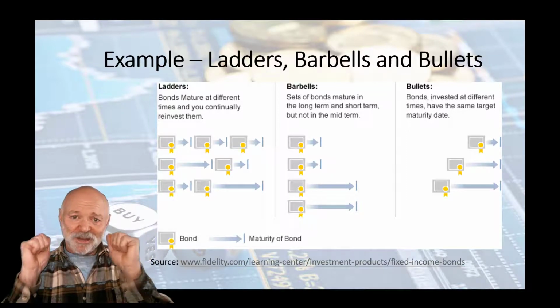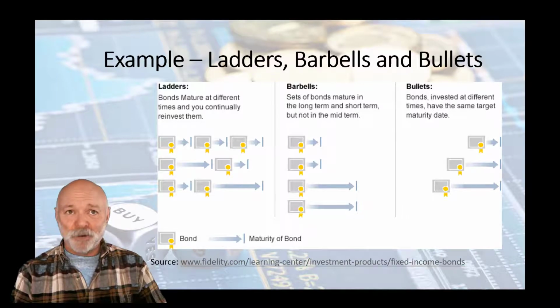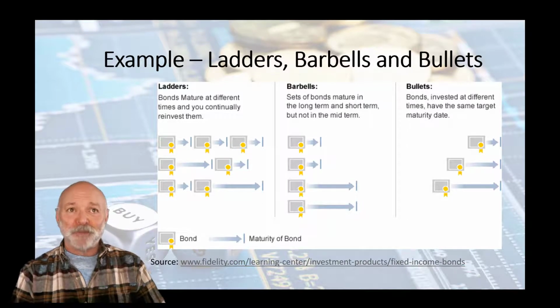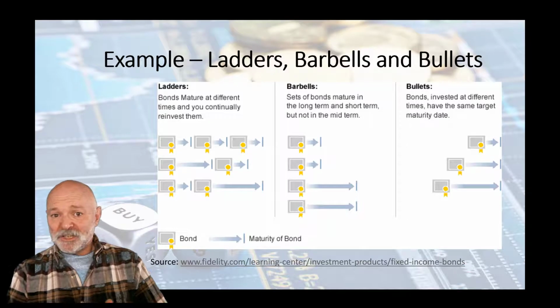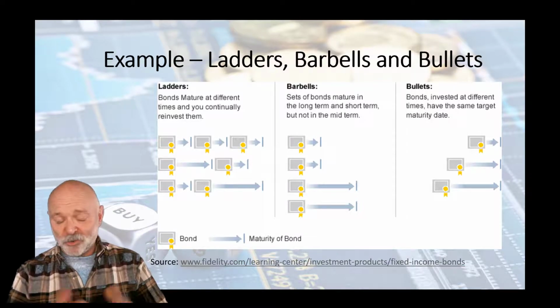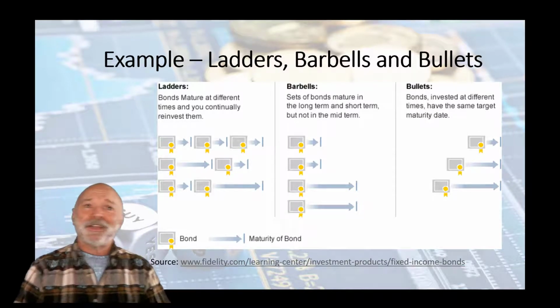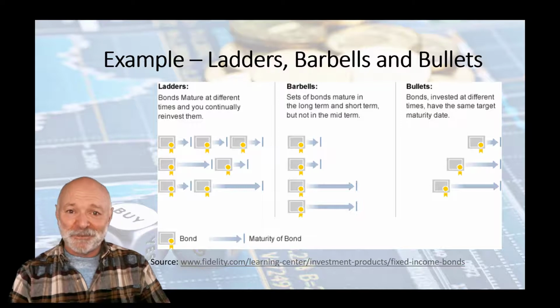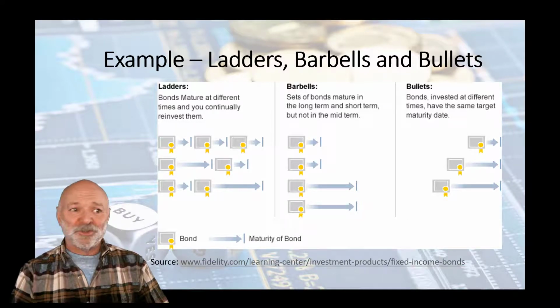And if you look at it, it kind of looks on a bar chart like a barbell, or the top half of a barbell. Bullets essentially say here we're going to make sure that our portfolio is made up of bonds that are going to be maturing at the same date, but may be issued at several different dates.